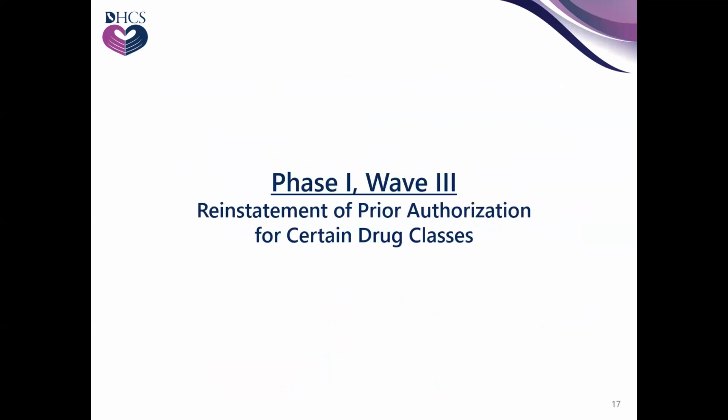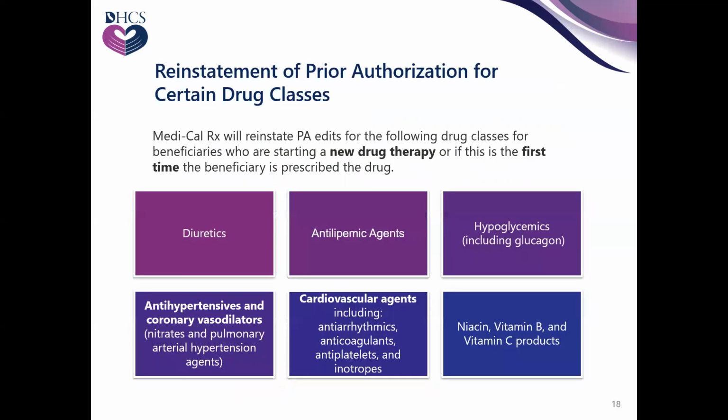For the final wave of Phase 1, let's talk about the first PA reinstatement that will be confined to certain drug classes. Reinstatement of prior authorization will begin with these 11 drug classes, but only for beneficiaries who are starting a new drug therapy. When prescribing a drug in one of these drug classes for a patient who has not been on the drug over the last 15 months, you can check the Medi-Cal Rx covered product list.